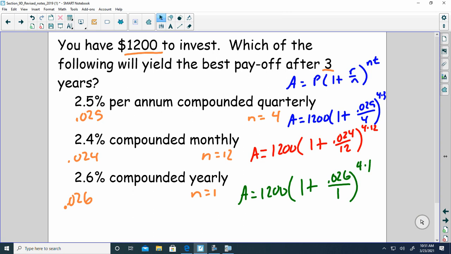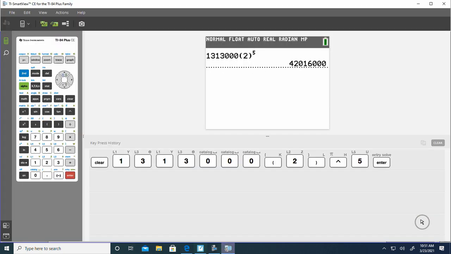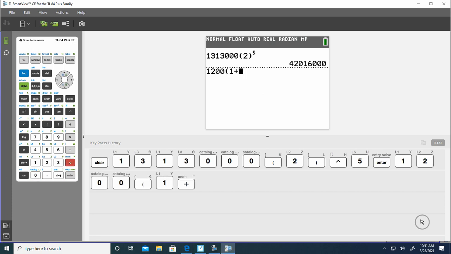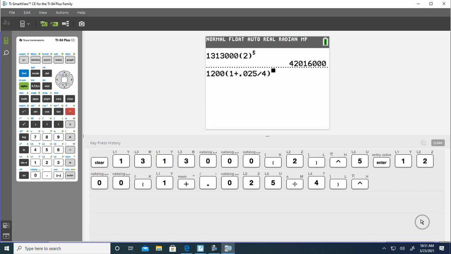Okay, so let's plug those all into the calculator and see what's going to happen. First one, I got 1,200 times (1 plus 0.025 divided by 4) raised to the 12th. So there's my first answer. If that was my bank account after the set amount of years, I would have $1,293.16 rounded to the nearest penny.